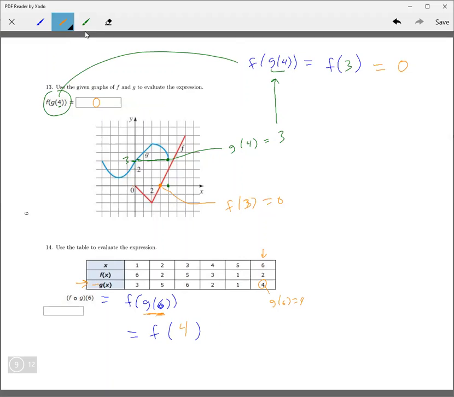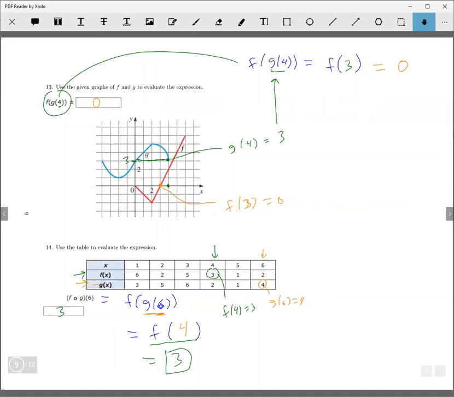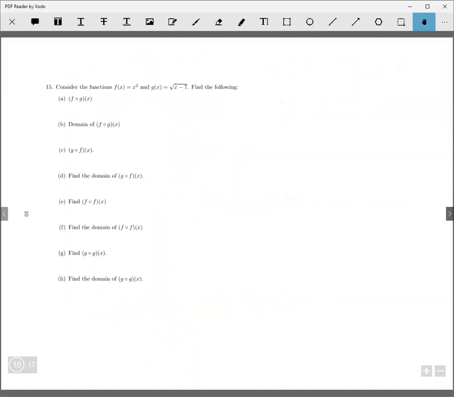And then f of 4. So here's 4, and here's f. So f of 4 is 3. Okay, so that's going to be 3. Okay, great. Number 15.